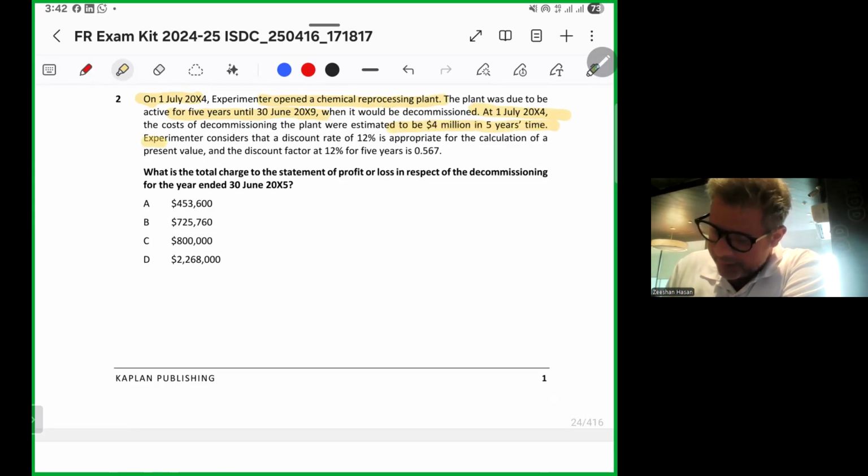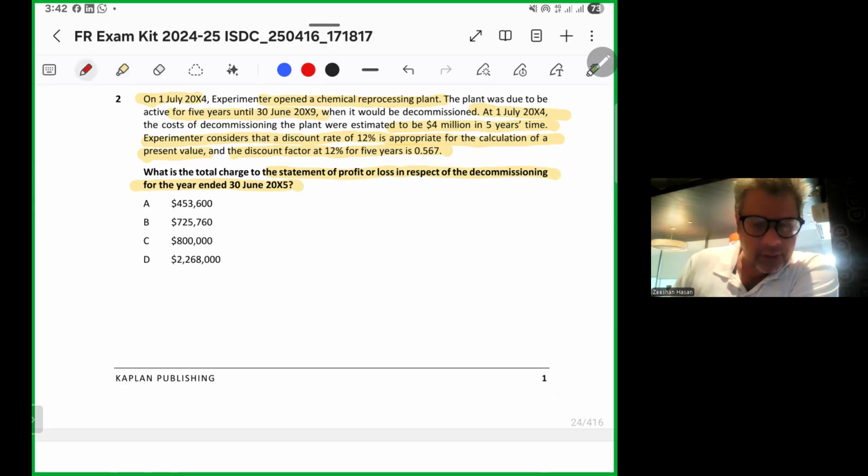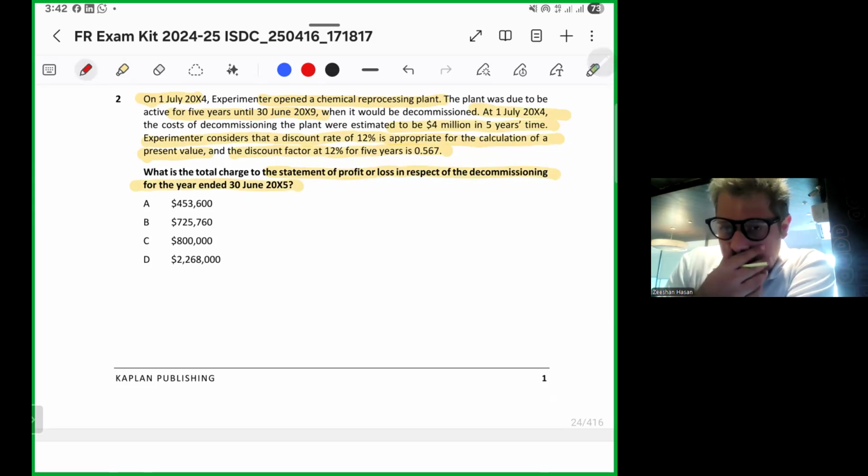The entity considers a discount rate of 12% is appropriate for the calculation of a present value, and the discount factor at 12% for 5 years is 0.567. What is the total charge to the statement of profit or loss in respect of the decommissioning for the year ended 30th June 20X5? So the cost of the decommissioning is assumed to be an obligation for the entity, and the amount should be included in the cost of the asset when it is first recognized.